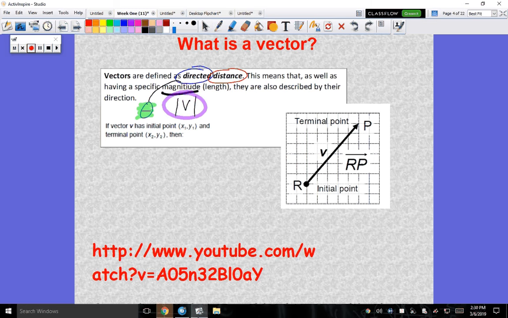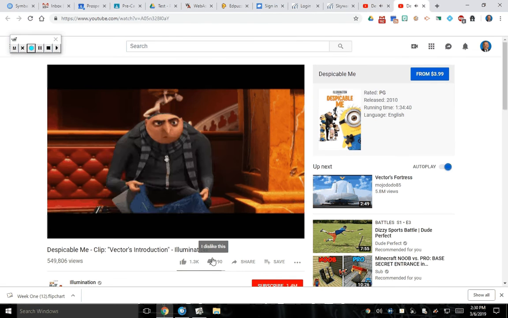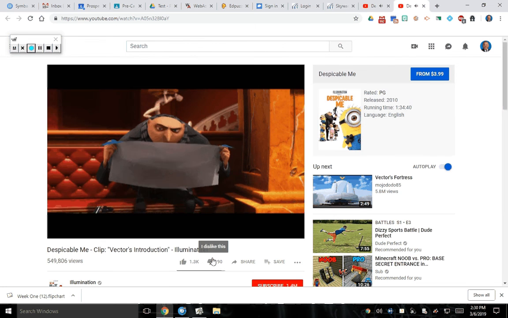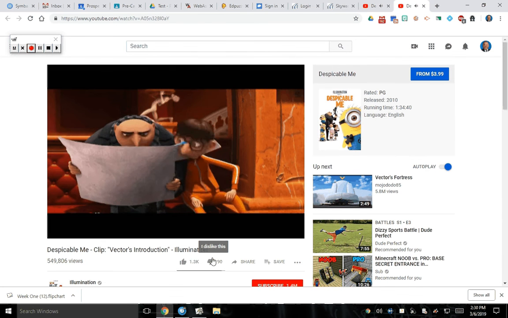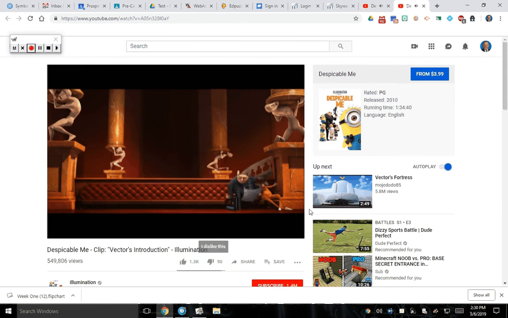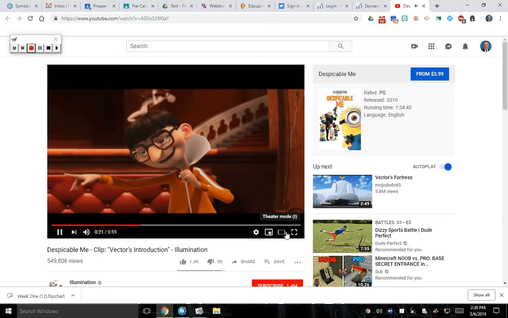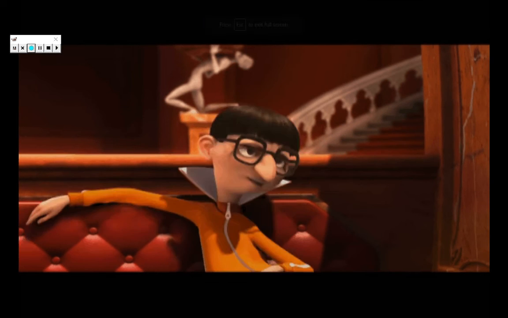So this is the name of vector. It's a mathematical term, a quantity represented by an arrow with both direction and magnitude.